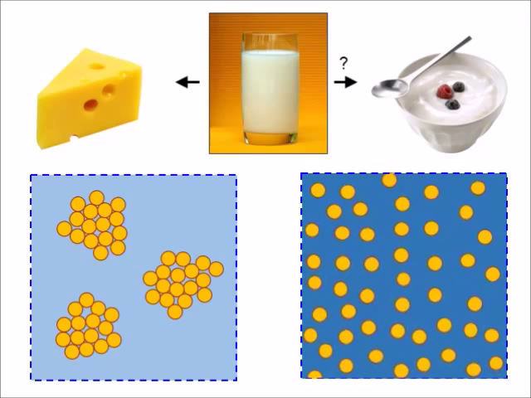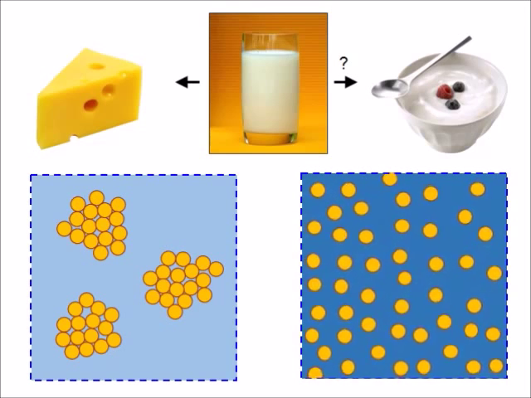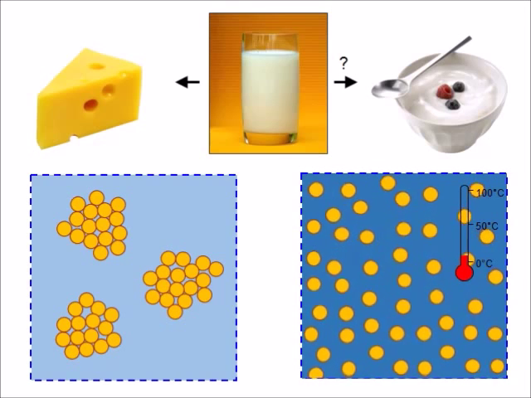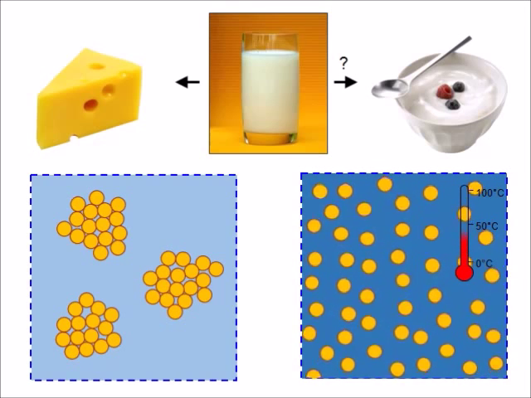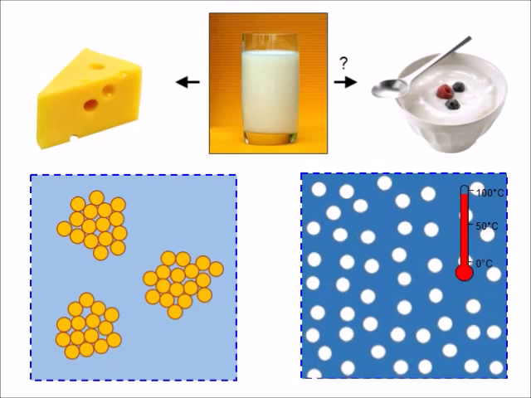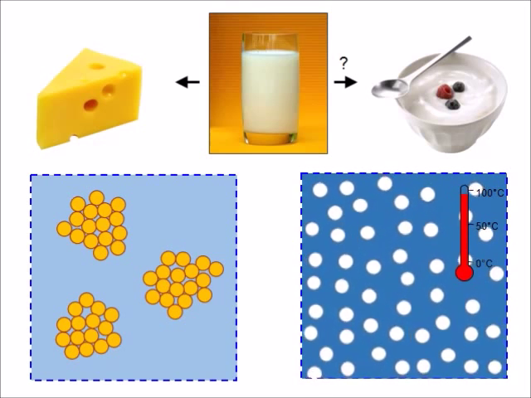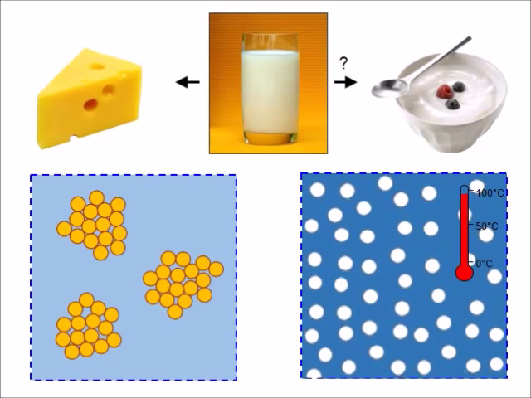Now, yogurt. To make yogurt, we begin with the same starting material, milk. This time, however, we first heat up the milk. The individual proteins don't enjoy this process. The heat forces them to change their molecular arrangement, a process called denaturation. In my slide, I indicate the denaturation by changing the color of the protein aggregates.